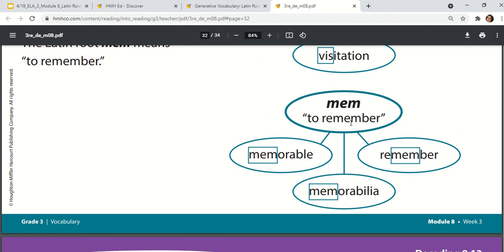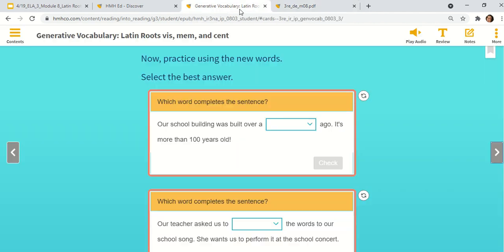We have mem, which is to remember. So if something is memorable, you're able to remember it. If you can remember something, you have that memory and you can recall it. And then memorabilia. It's items that you can remember or items that mean something to you in your memory. So your family might have memorabilia from a favorite sports team. They might have memorabilia from something that they really enjoy. And it's stuff that helps them remember that time in their life that was really important or special to them.